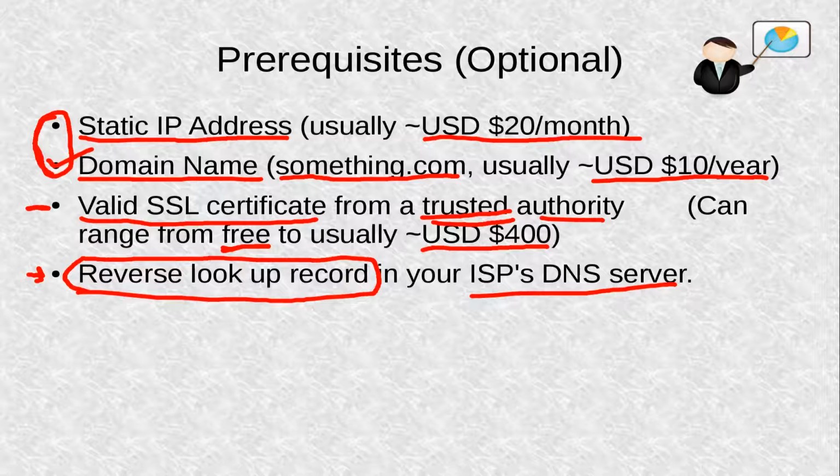So basically what you want to do is you want to call your ISP up and you want to tell them, look, I have this domain name, and I have this IP address, and I just need you to create a reverse lookup record that makes this domain name and this IP address point to one another. And so once that occurs, you'll be less prone to getting bounce messages and being added to spam lists.